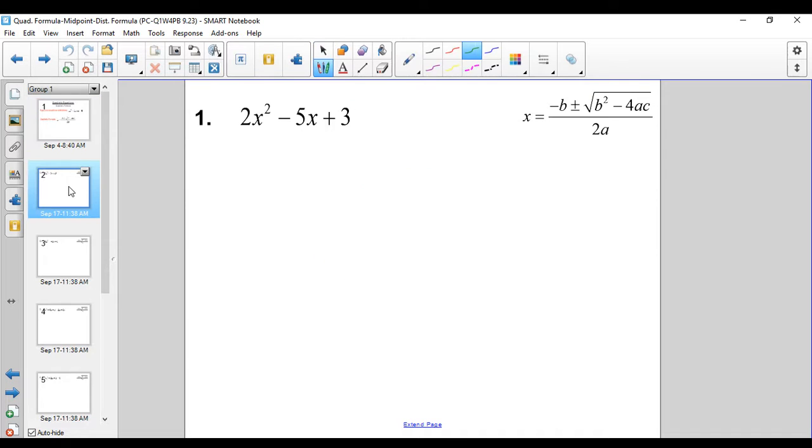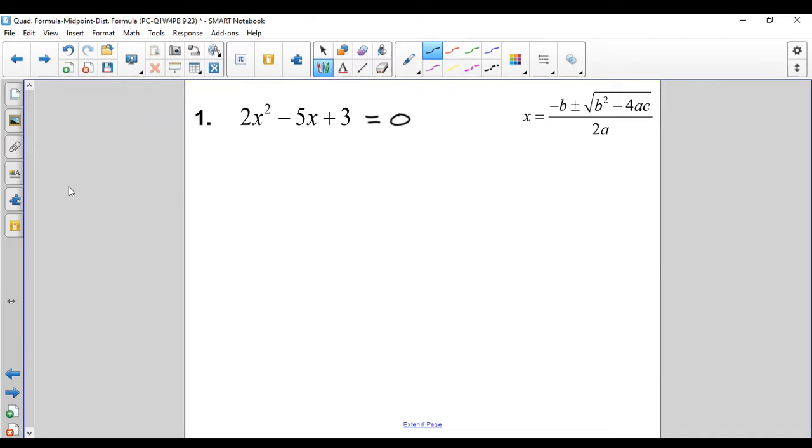I gave you this first one that can factor, just to give us nice answers to start out. So I have 2x squared minus 5x plus 3 equals 0. If you want, pull out your information. a equals 2, b equals -5, c equals 3. Plug everything in as you see it.